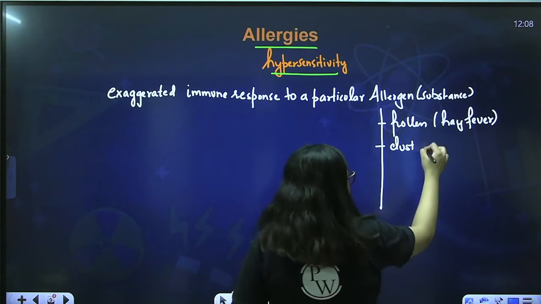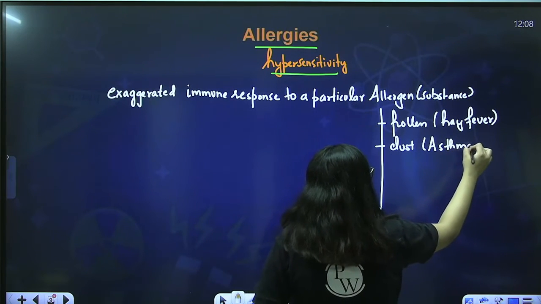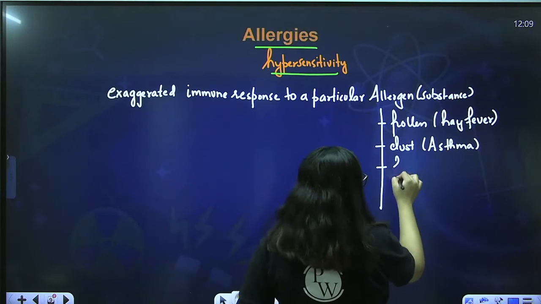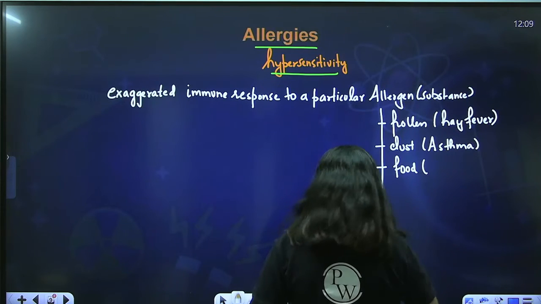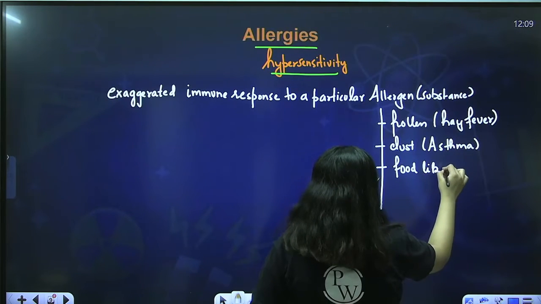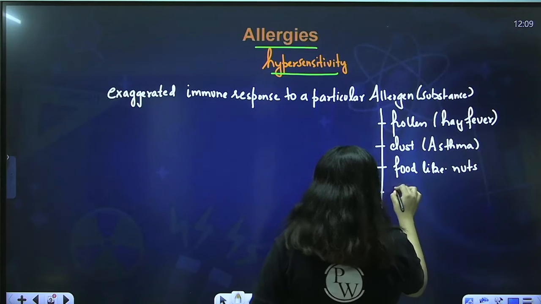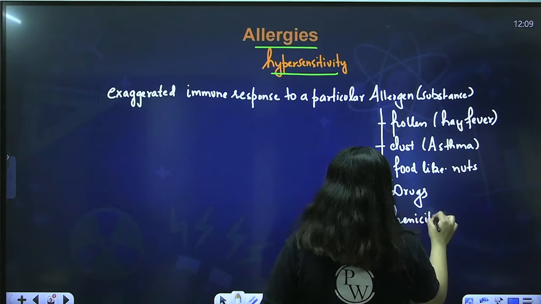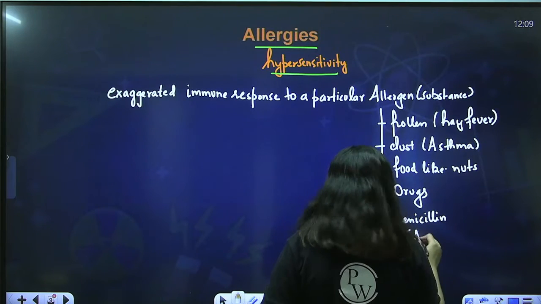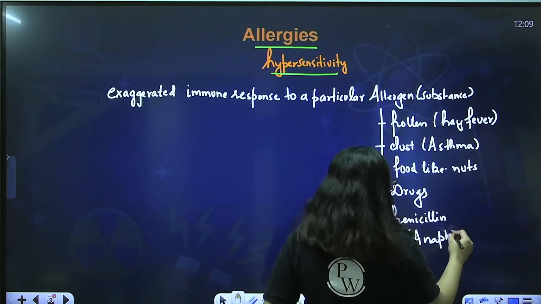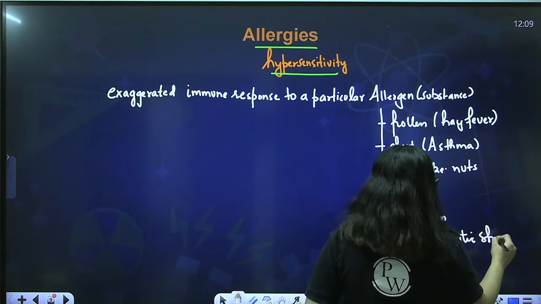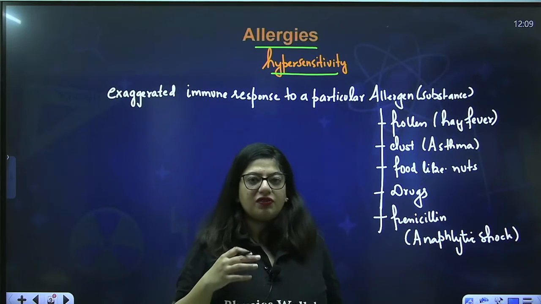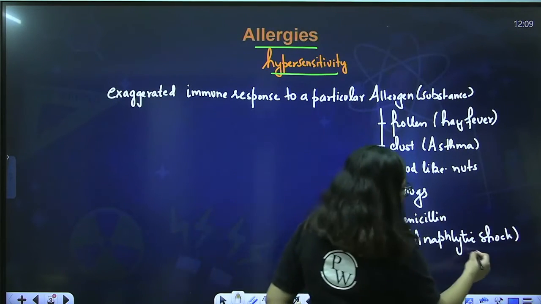Dust, like asthma. People get asthma due to dust, but another person has no problem with that. Okay, there are certain food particles like nuts, cashews, or there can be certain drugs also, medicines, like penicillin. Penicillin can cause anaphylactic shock. Anaphylactic shock is a serious thing of the allergy, the extreme case of allergy where people can die, and that's fatal.